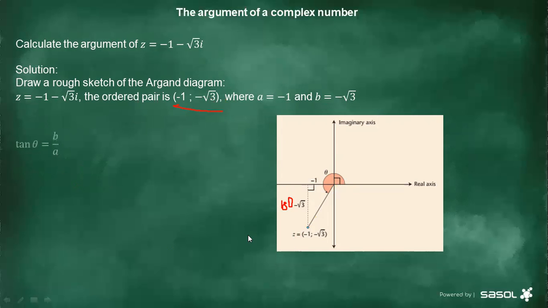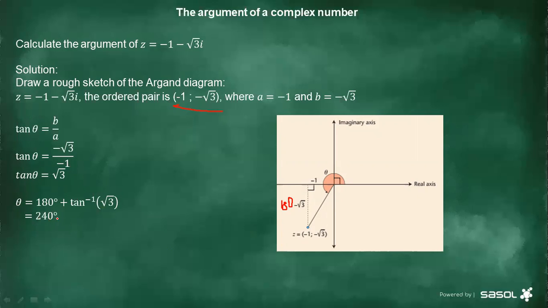First, you have to write tan theta equals b over a. And then you substitute the value of b and a. And then this is what you're going to be having: tan theta equals square root of 3. And then you say theta equals 180 plus shift tan square root of 3, because now the terminal arm is in the third quadrant. Then you just press your calculator, the answer is 240 degrees. So this angle is 240 degrees.